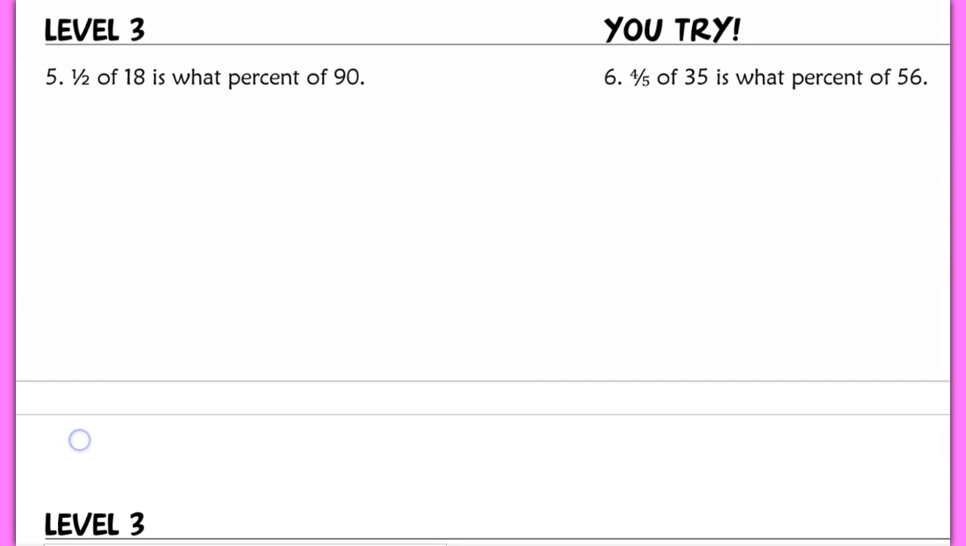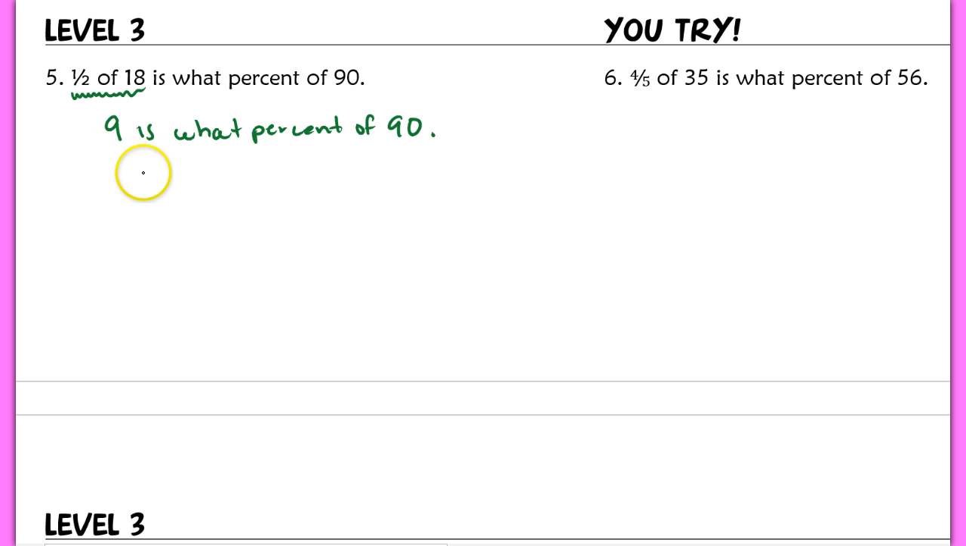Okay, next question. 1/2 of 18 is what percent of 90? So let's figure out what 1/2 of 18 is first. Okay, 1/2 of 18 is 9. Now it's asking 9 is what percent of 90? Okay, so I'm just basically taking bits and pieces of the sentence, translating it into another math expression, and then from here I'm going to translate it one more time.